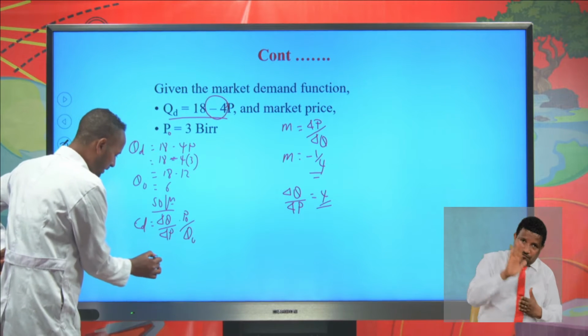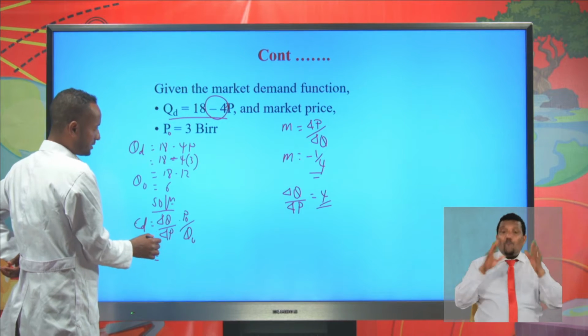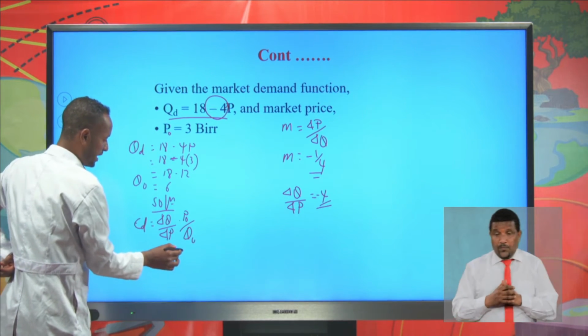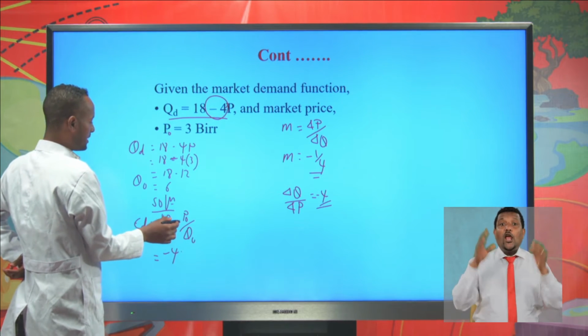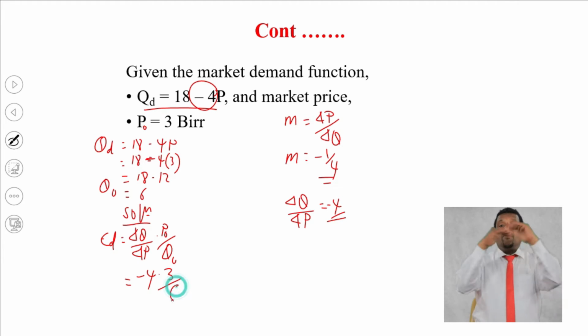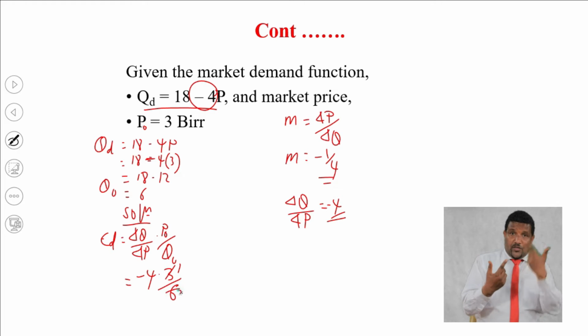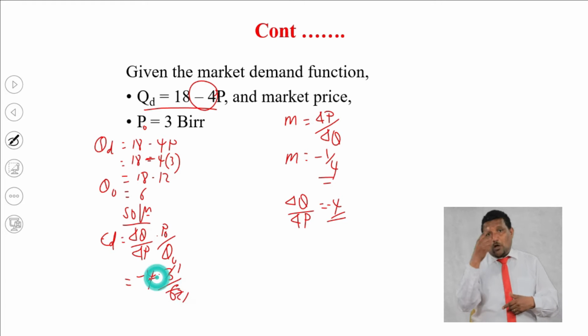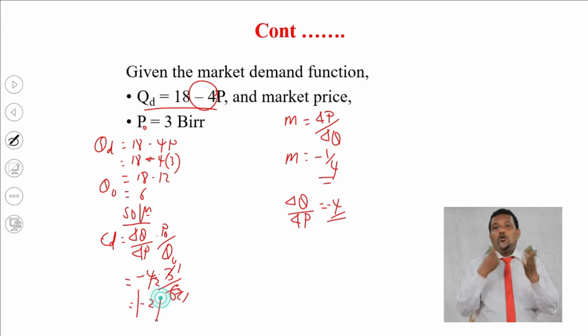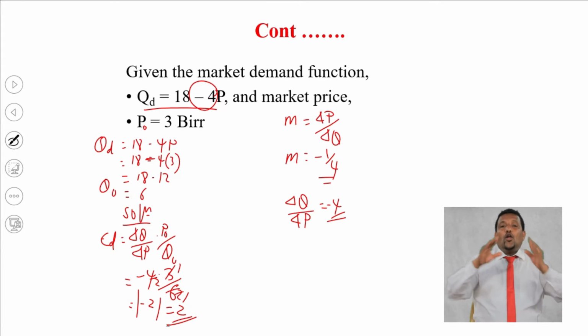So the price elasticity of demand is minus 4 multiplied by the initial price, which is the given price of 3, divided by the initial quantity, which is 6. When we cancel, 3 by 3 once, 6 by 3 twice, we are left with minus 2, and when we put it in absolute value we are left with 2. So the price elasticity of demand is 2.